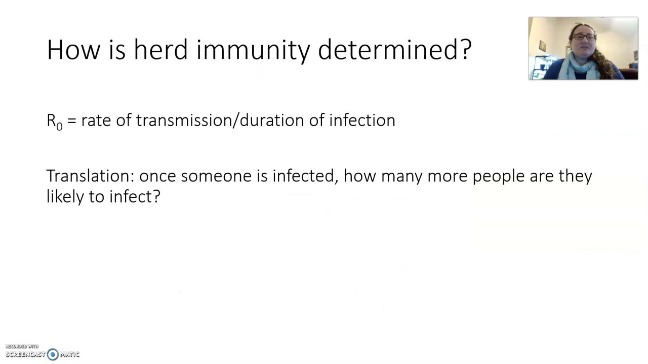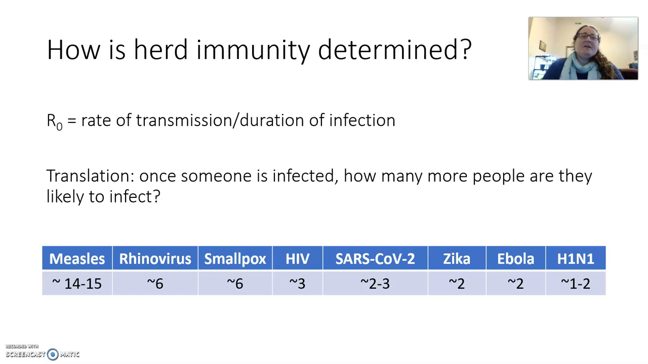So how is herd immunity determined? This is going to talk a little bit about the R0, which is the rate of transmission related to the duration of infection. Basically, this means once someone is infected, how many more people are they likely to infect? As some common examples, measles is one of the highest R0s that we observe. So what this means is that once one person is infected with measles, they're likely to infect 14 to 15 additional people. As you can see, SARS-CoV-2 has an R0 of about 2 or 3, depending on strains. There are some strains that have higher transmission rates that we've observed, so they would have a higher R0.